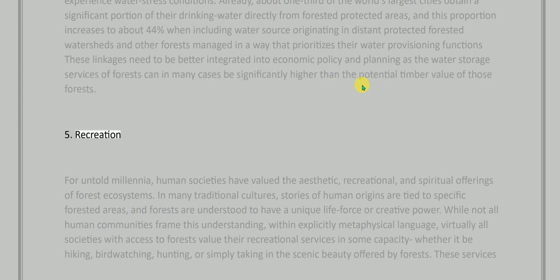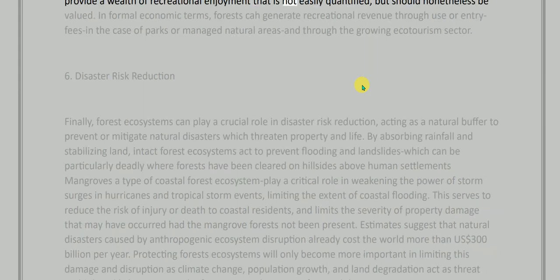5. Recreation. For untold millennia, human societies have valued the aesthetic, recreational, and spiritual offerings of forest ecosystems. In many traditional cultures, stories of human origins are tied to specific forested areas, and forests are understood to have a unique life force or creative power. While not all human communities frame this understanding within explicitly metaphysical language, virtually all societies with access to forests value their recreational services in some capacity, whether it be hiking, bird watching, hunting, or simply taking in the scenic beauty offered by forests. These services provide a wealth of recreational enjoyment that is not easily quantified, but should nonetheless be valued.